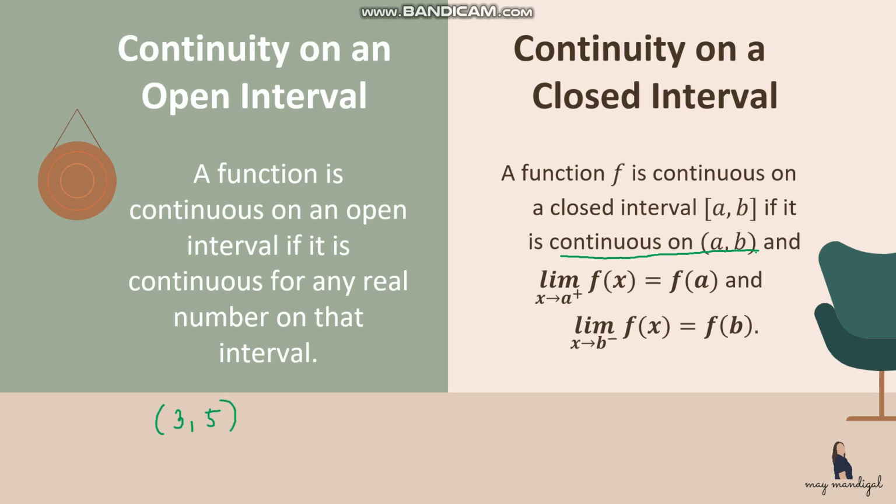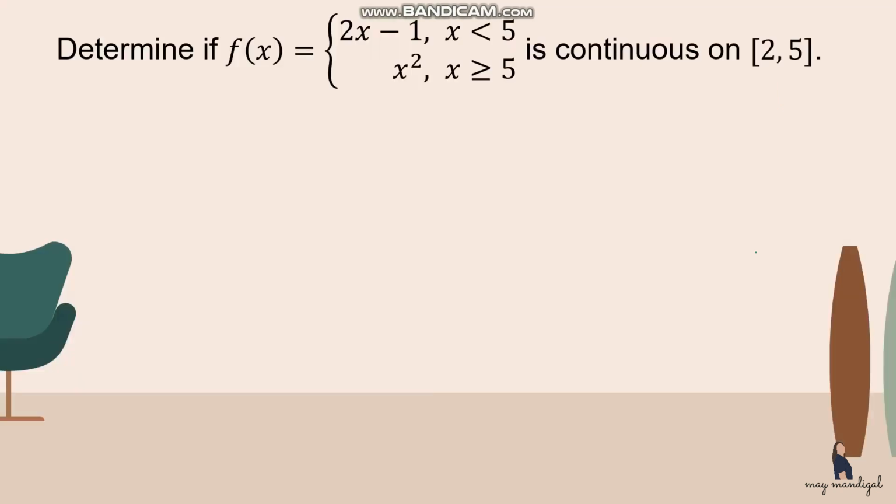So first, you check if it's continuous on an open interval (a, b). Next, you have to get the limit of f of x as x approaches a from the right and check if it's equal to f of a. And then last, get the limit of f of x as x approaches b from the left, and it should be equal to f of b.